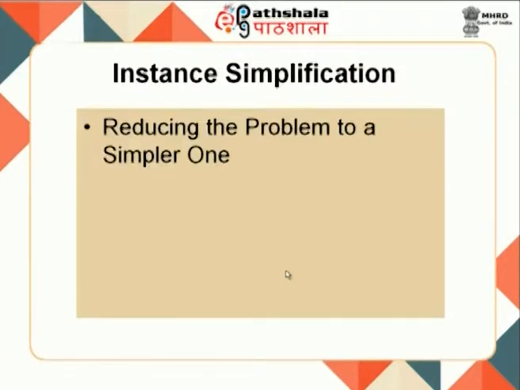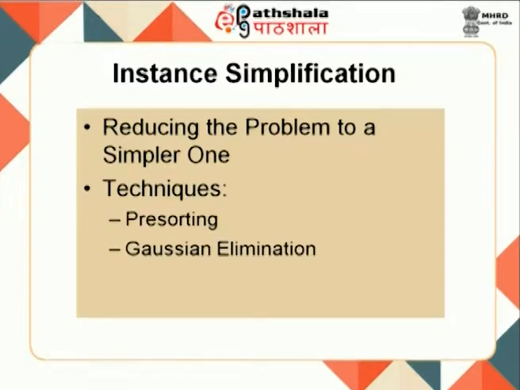Instance simplification is reducing the problem to a simpler one. Here you have pre-sorting, that is a sort, or you can have Gaussian elimination or search trees. These are some of the mechanisms used for simplification in a number of algorithms that are used today, like machine learning and so on.